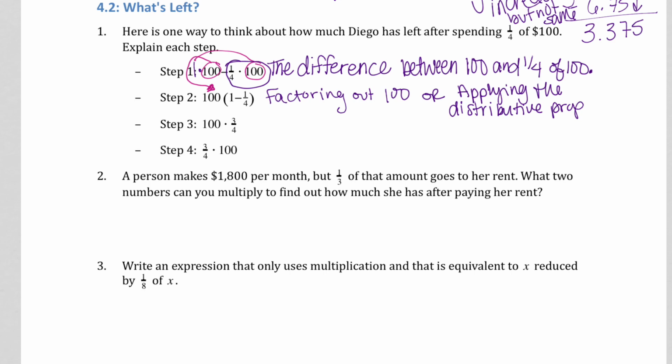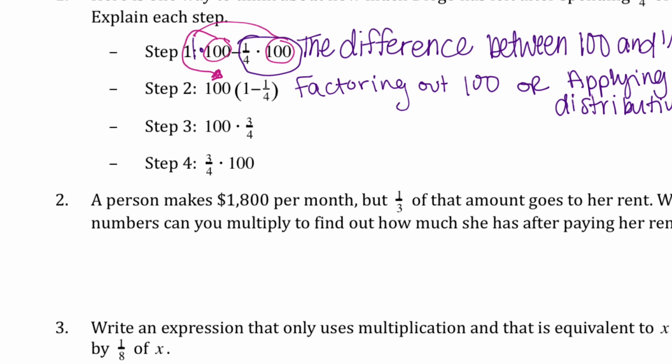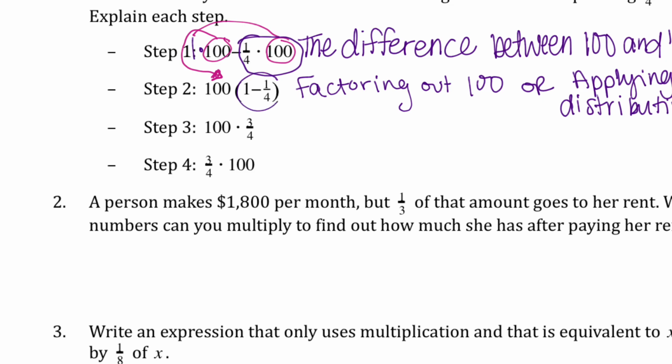So what did they do between step 2 and step 3? What's the difference between here and here? You took away the 1. Oh, wait. Did they? They multiplied the parentheses. They just subtracted in the parentheses. They solved the parentheses. So they reduced, or not reduced, replaced. That's the word that I have over here. Replaced 1 minus 1/4 with 3/4. That was quick.